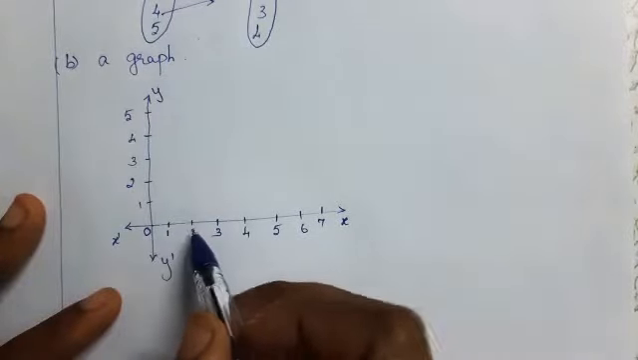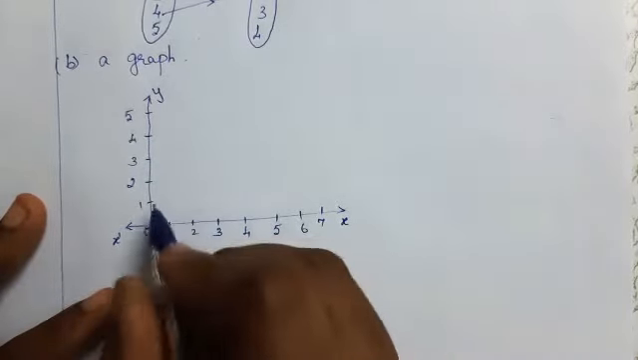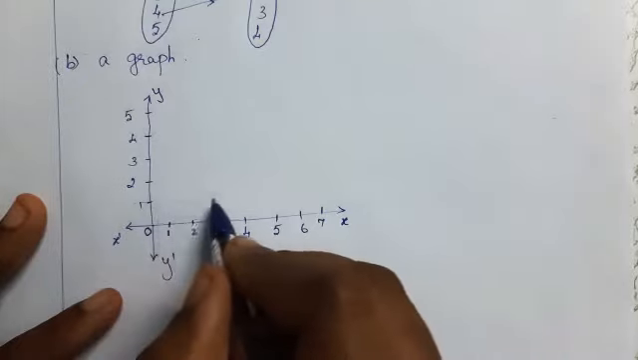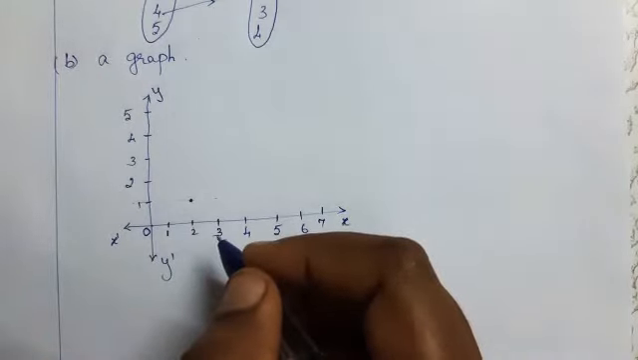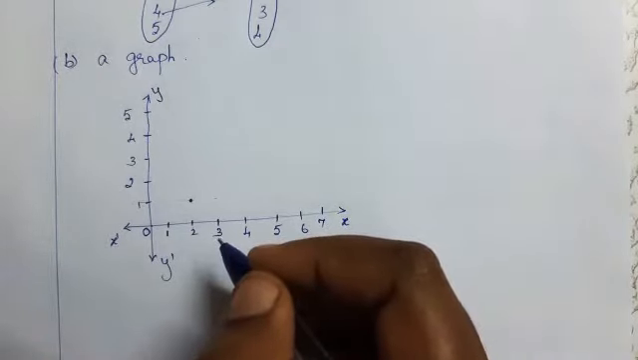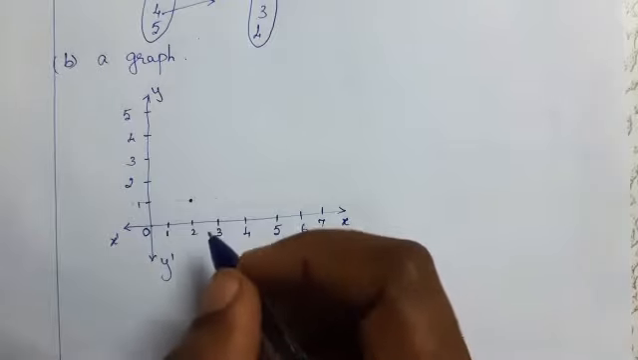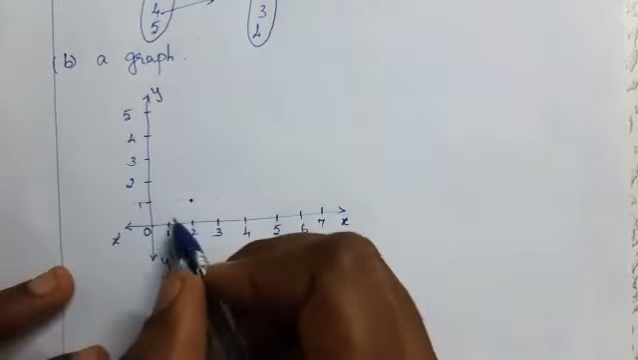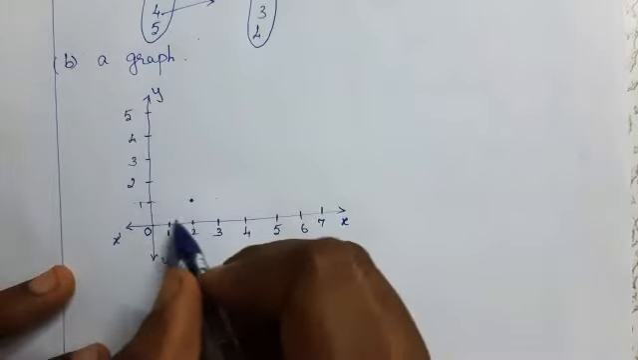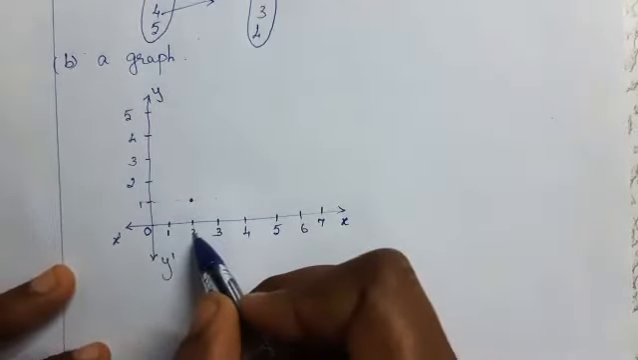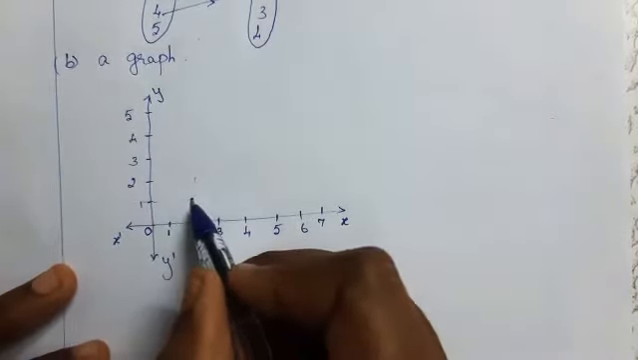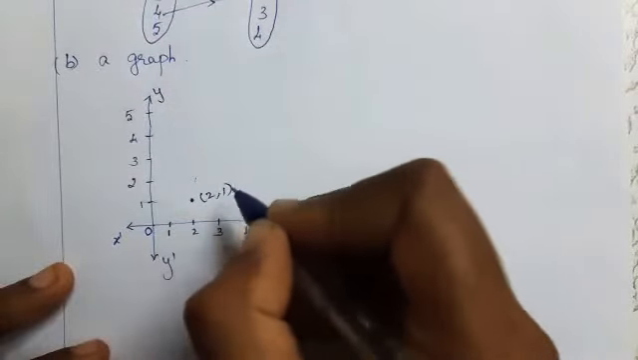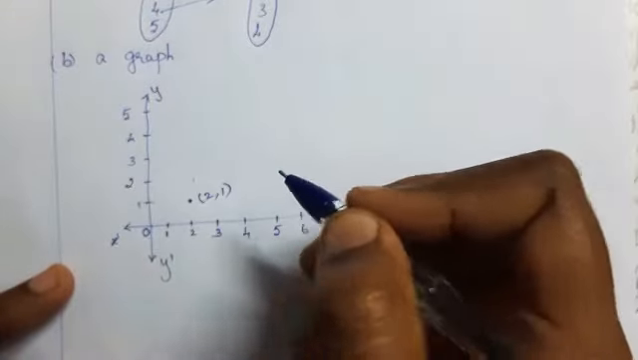Now the first point is 2, 1. First take the 2 from the x-axis, 1 from the y-axis. That is, this is the point. Already you know to plot the points in the graph sheet. Let us imagine this is a graph sheet. This is the first square box. This is the second square box. First number, that is 2. 2, 1. Mark the point here. 2, 1.